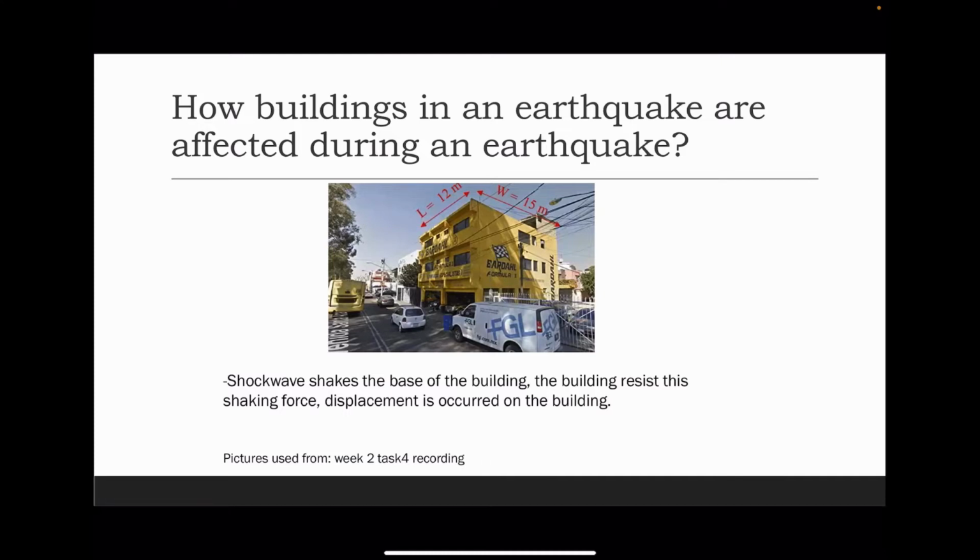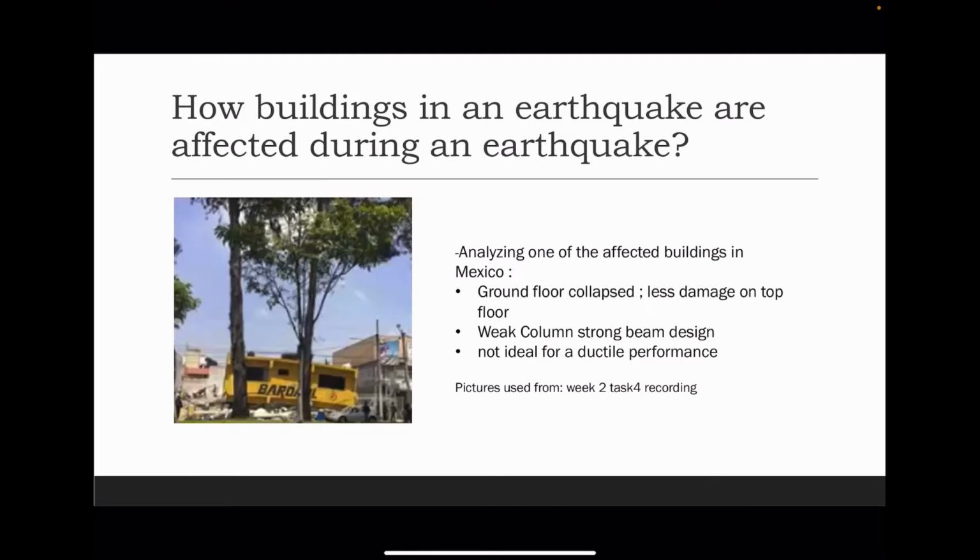Here's an affected example in Mexico City. The building after the earthquake had its ground floor completely failed, while the upper floors appear to be less damaged. The building very likely had a weak column, strong beam design, which doesn't provide ideal earthquake resistance.